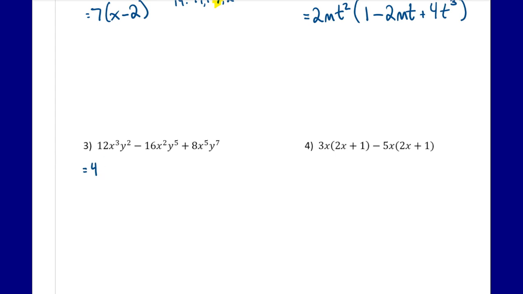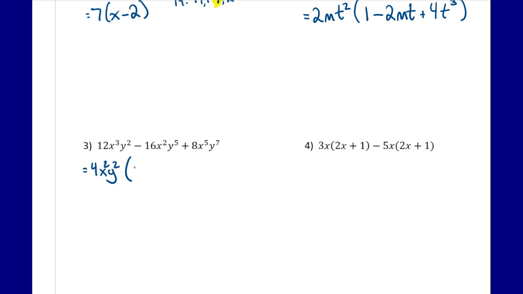Each term has an x and a y, so I am going to have an x and a y. The lowest exponent on the x is 2, and the lowest exponent on the y is 2. So that's what my exponents are going to be in my greatest common factor. So now let's start looking at what would remain if I remove this factor.